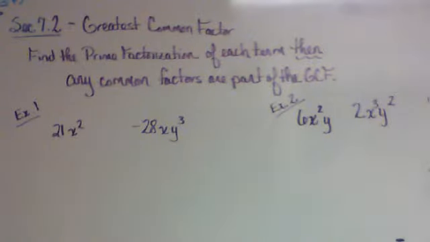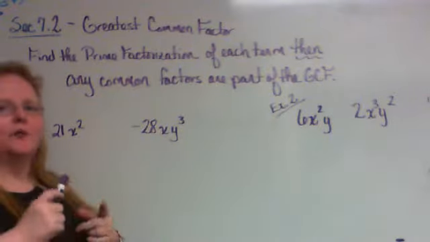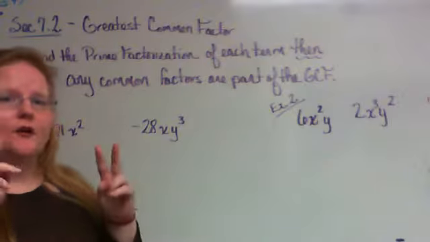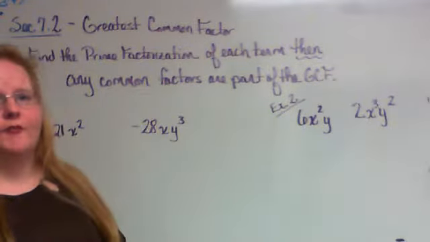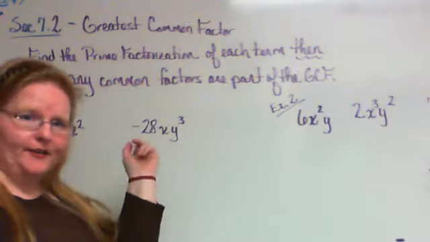Section 7.2 is all about the greatest common factor. We have to be able to find a greatest common factor, then we have to be able to do something called factoring out a greatest common factor. We're going to talk about both of them, but first we have to talk about how to find one.